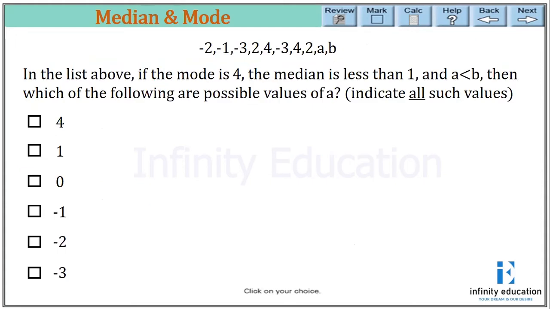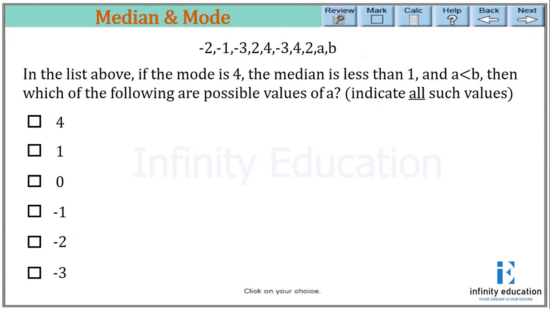-2, -1, -3, 2, 4, -3, 4, 2, A, comma B. In the list above, if the mode is 4, the median is less than 1 and A less than B, then which of the following are possible values of A?